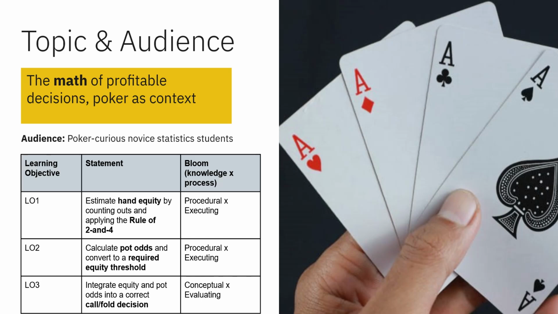You can see that the first 2 are simpler, procedural ones, more about the execution, and the final learning objective is combining those 2 into a greater conceptual understanding of the math behind poker, as well as using it to evaluate a board or hand state and make a call or fold decision.